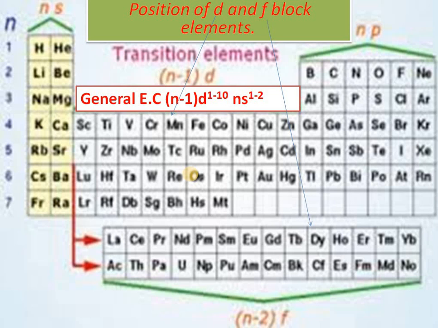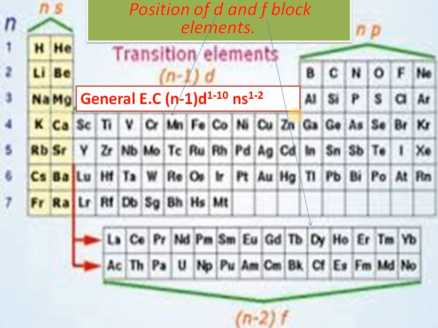Transition means change. Change from what? Change in properties, from the most metallic to the most non-metallic. If you see this, the S block is most metallic and P block is most non-metallic. So there is a transition in properties like metallic character. Metallic character decreases, ionization energy increases, electron affinity increases, non-metallic character increases, reducing character decreases. So there is a transition in the properties. That's why they are known as transition elements.